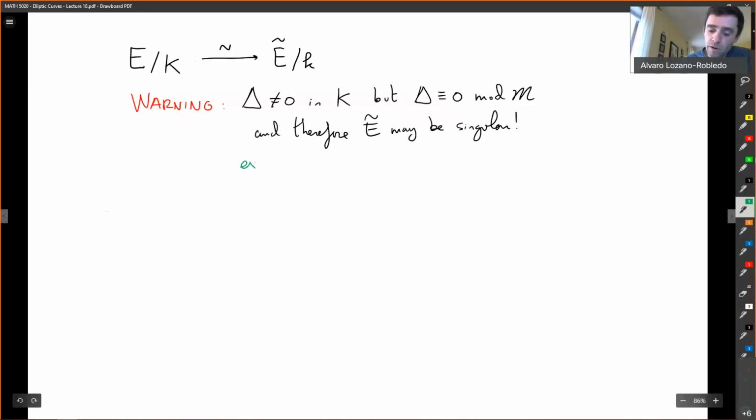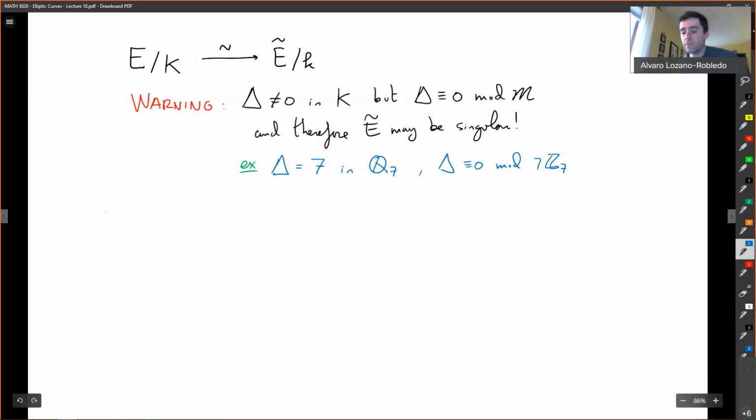For example, if delta turns out to be 7, and you are thinking about it as an element of Q7, then delta is 0 modulo the maximal ideal of Q7. So if you have an elliptic curve with delta equals 7, then that would be singular when you reduce modulo 7.